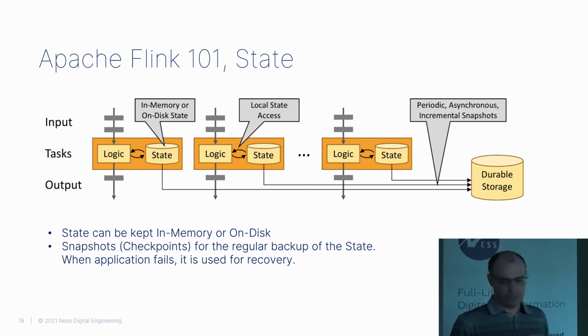Flink has different options for storing state. It could be in memory or disk based. As we discussed, state is fault tolerant, and Flink has the notion of a checkpoint. A checkpoint in Flink is a global asynchronous snapshot of application state that's taken at a regular interval and sent to durable storage like S3, HDFS, and so on. In case of failure, Flink restarts the application using the most recently completed checkpoint as a starting point.